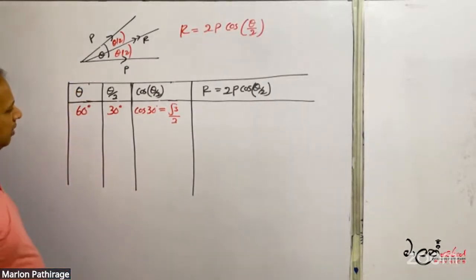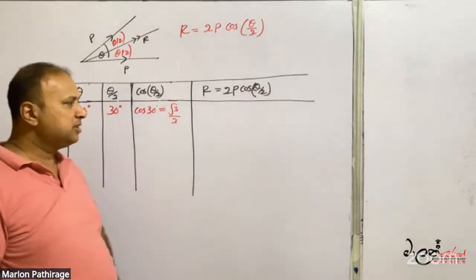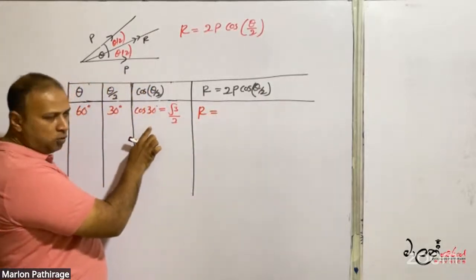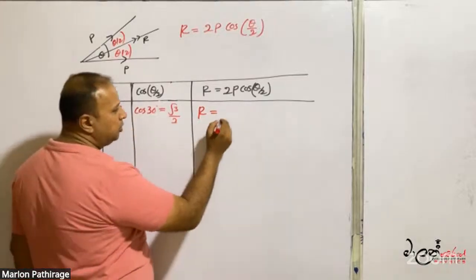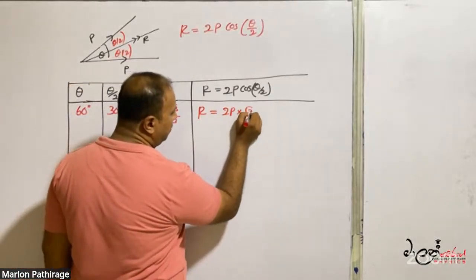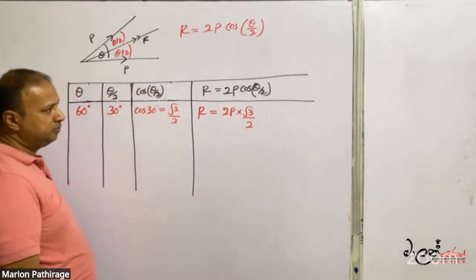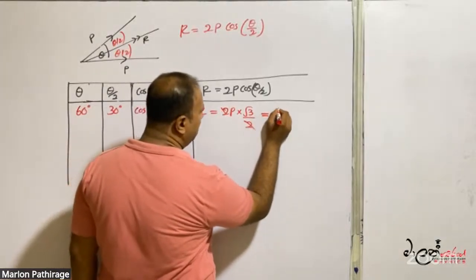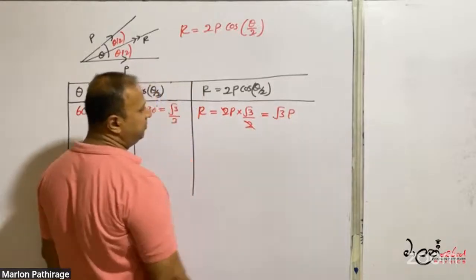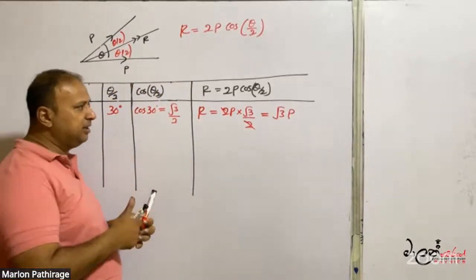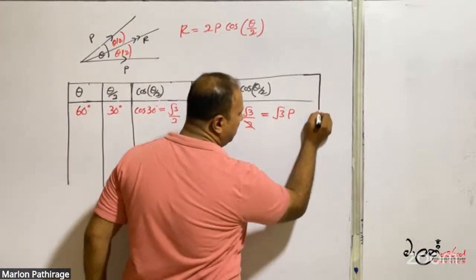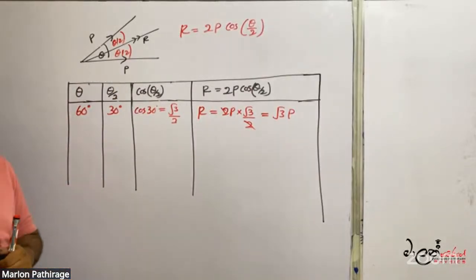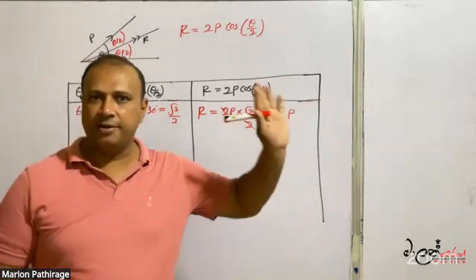Therefore, the answer R is equal to 2P times root 3 over 2. The 2 will cancel out, therefore R is equal to root 3 P. Is that clear? If it is clear, please raise the hand. If you got my calculation, please raise the hand.